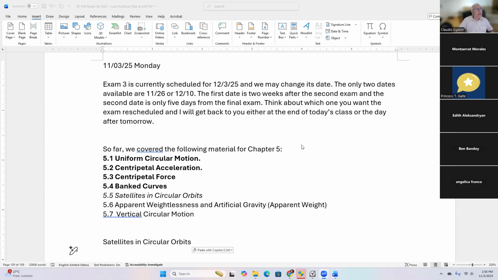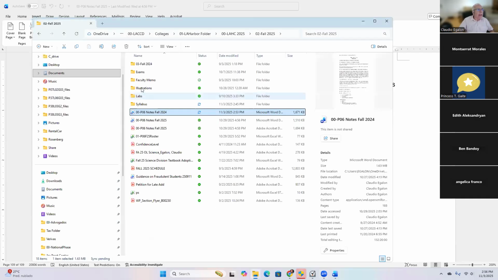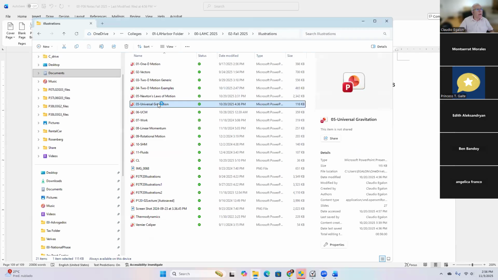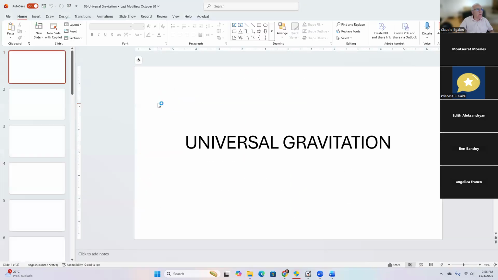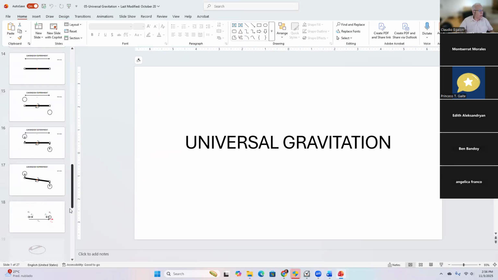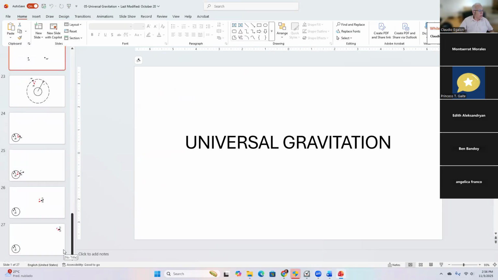Now we are recording satellites in circular orbit. And let me get my illustrations as well. Universal gravitation right in here. Law of universal gravitation. Let's see.